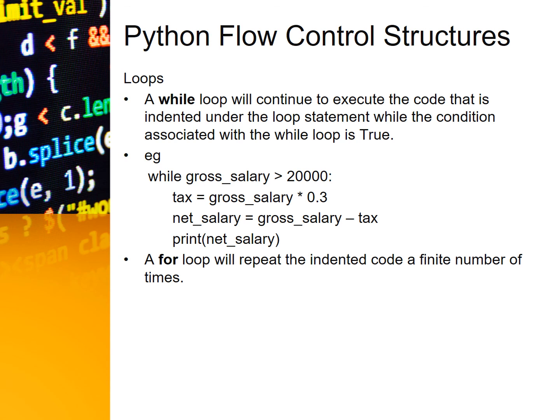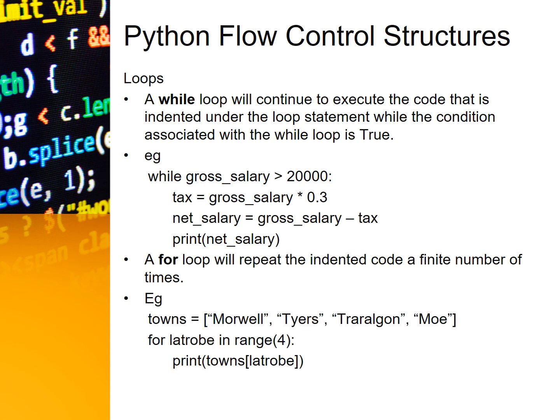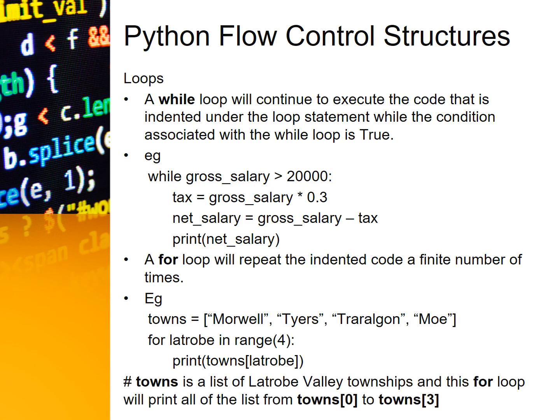A for loop will repeat the indented code a finite number of times, so you can indicate how many times you want. For instance, towns Morwell, Tyers, Traralgon, Moe are in the list called towns. If you want to print them, then for Latrobe in range 4, print towns Latrobe. In other words, it's going to print 0, 1, 2, 3, putting that into the Latrobe index of towns, and that will then list all of your towns. So towns is a list of Latrobe townships, and this for loop will print all of the list from towns index number 0 to towns index number 3.